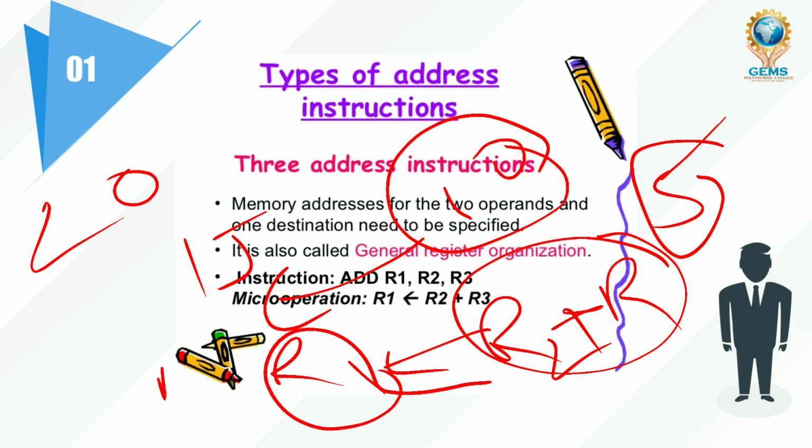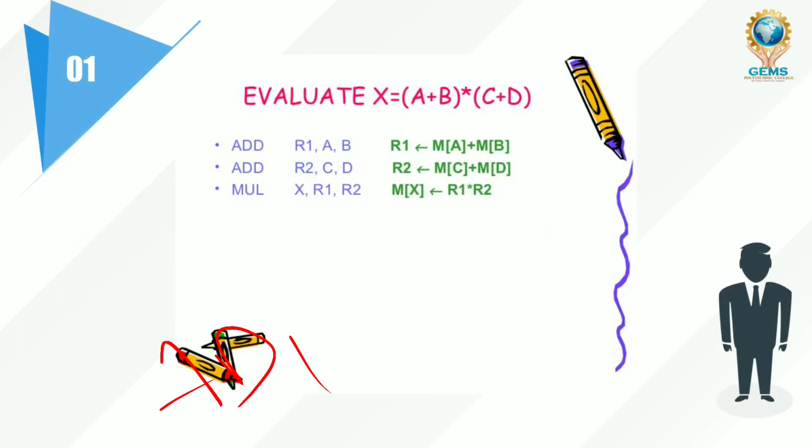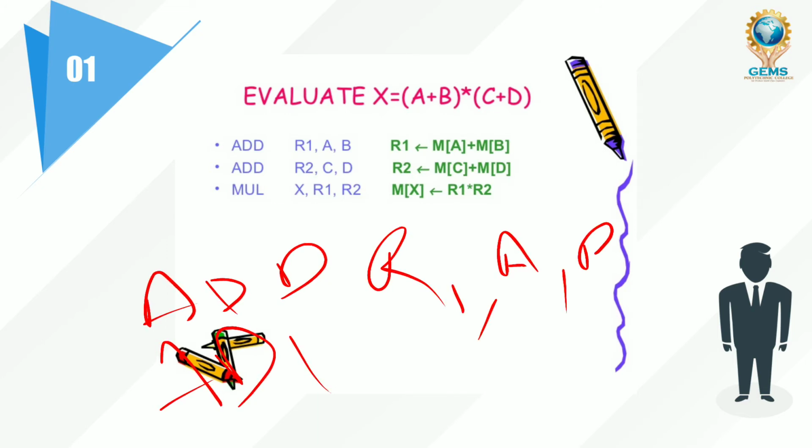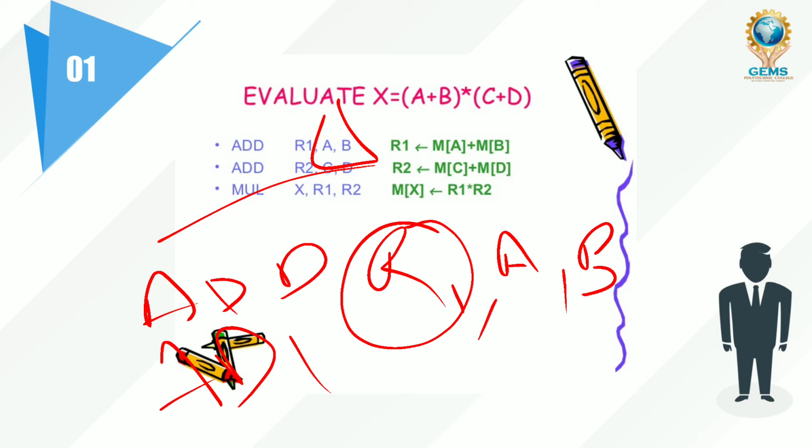How many addresses are there? 3 addresses are there. This kind of instruction is called a 3 address instruction, also called general register organization. Example: ADD R1, A, B. A and B will be added and the result sent to R1. Maybe division, multiplication, subtraction, everything you can do.